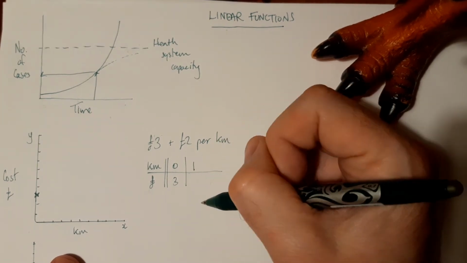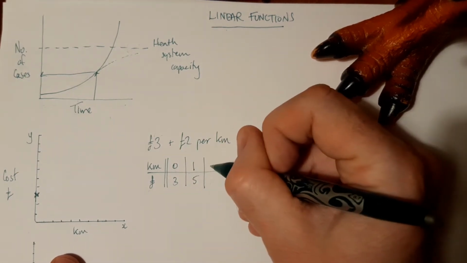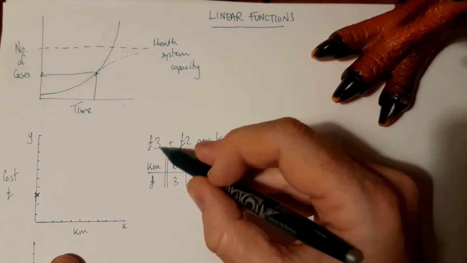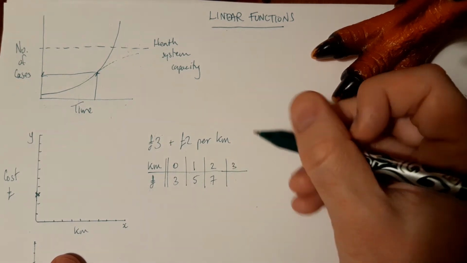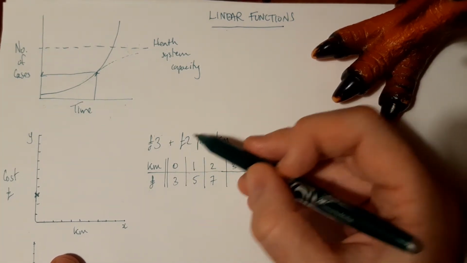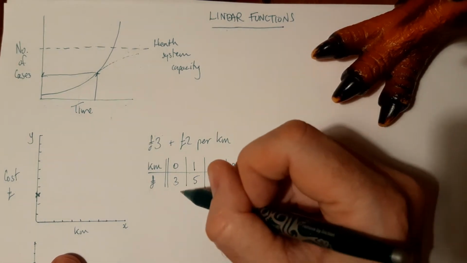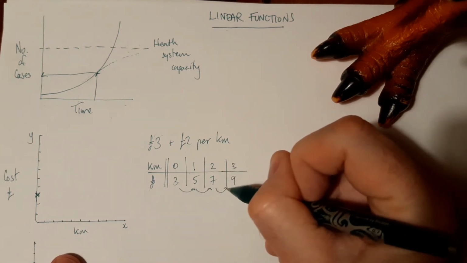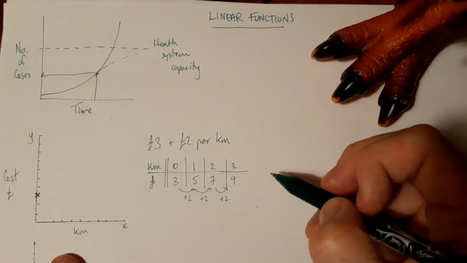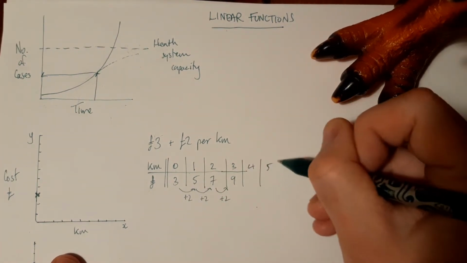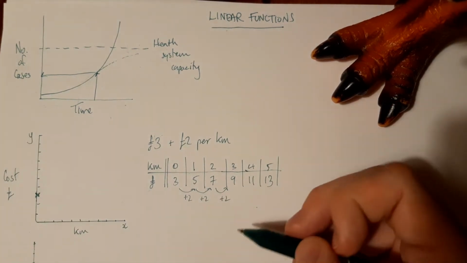After the first kilometre, it's 1 lot of 2 plus 3, which takes me to 5. Second kilometre, it's 2 lots of 2, 4, plus 3, takes me to 7. Third kilometre, 3 lots of 2, 6, plus 3, 9. And really interestingly, some people are going, hey, I can see you've got this pattern. It's just plus 2 every kilometre, starting at 3. I can fill in the rest of the table without really thinking about it: 11, 13. So we've got a bunch of points we can plot now.